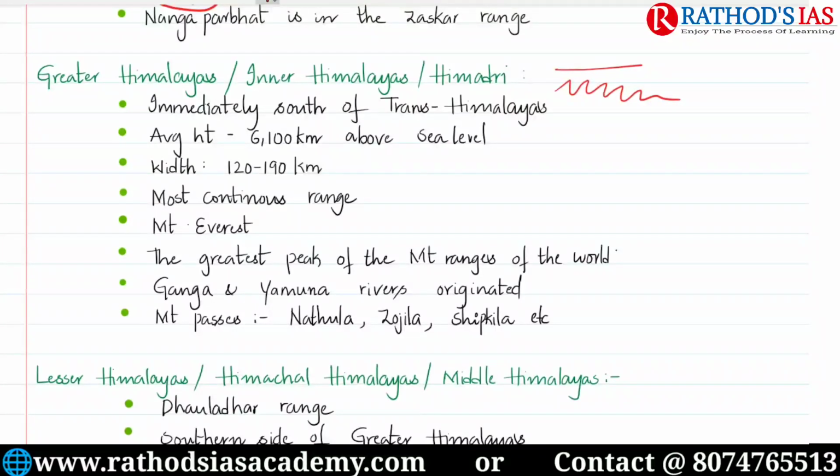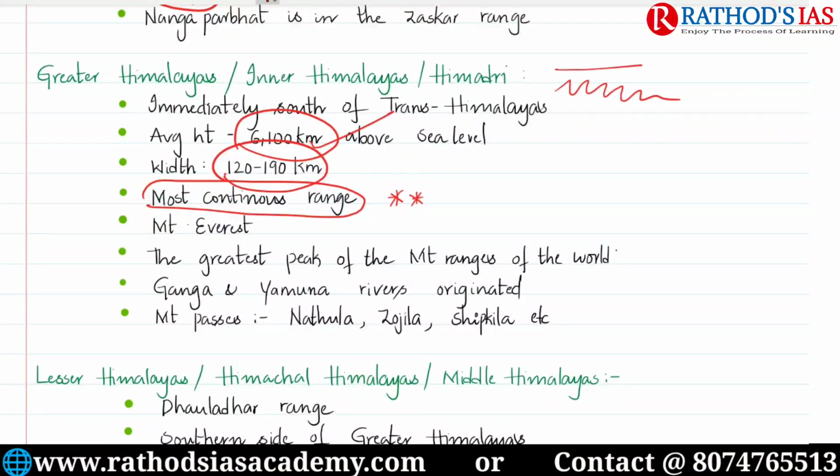Below this Trans Himalayas we have this Greater Himalayas. And the average height of this Greater Himalayas is 6,100 meters above the sea level. And width is 120 to 190 kilometers. And it is one of the most continuous ranges. So it is very important. So which of the following is the most continuous range?